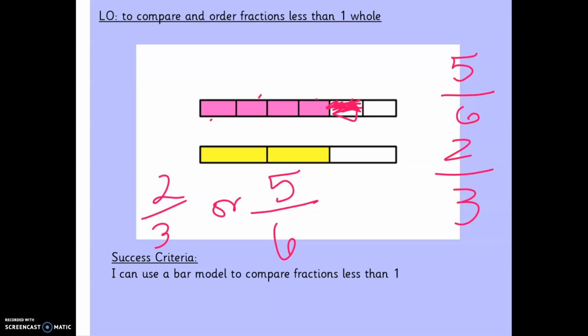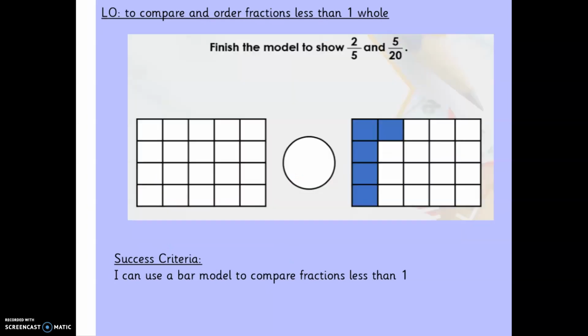5/6 and 2/3. 2/3 would be equal to here, which would be 4/6. I've got a whole other chunk here, and 5/6 goes out to here. So I can see that 5/6 is the bar that's coloured in more. So if this was a piece of cake, I would want 5/6 of the cake rather than 2/3 of the cake because I would get more cake. Okay, so let's have a look at another question.